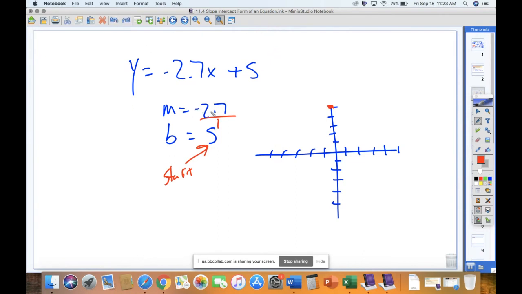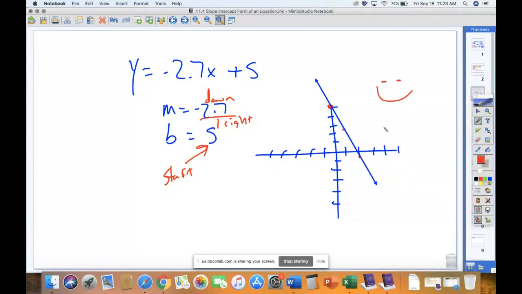I usually leave the negative with the top number, meaning I'm going to say down 2.7 and then right 1. So I'm going to count down 2.7. So 1, 2, and then almost 3. 2.7 is almost 3, and then over 1. And then over 1. And all of a sudden, I've got my 3 points. 2 points make a line, but here's 3. And we're there. This is supposed to be easier.